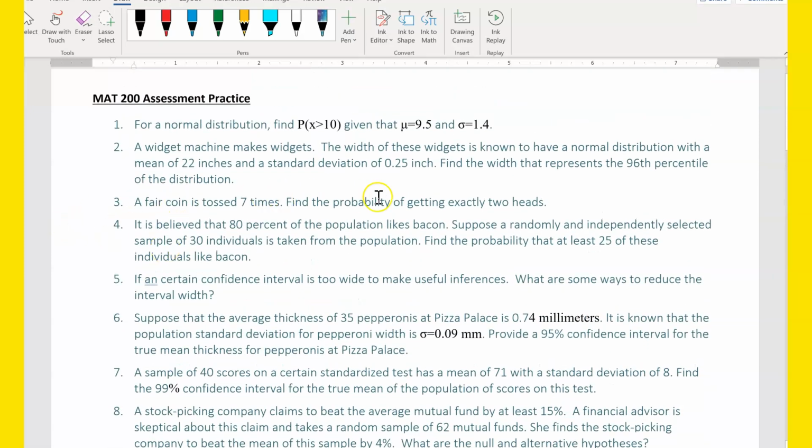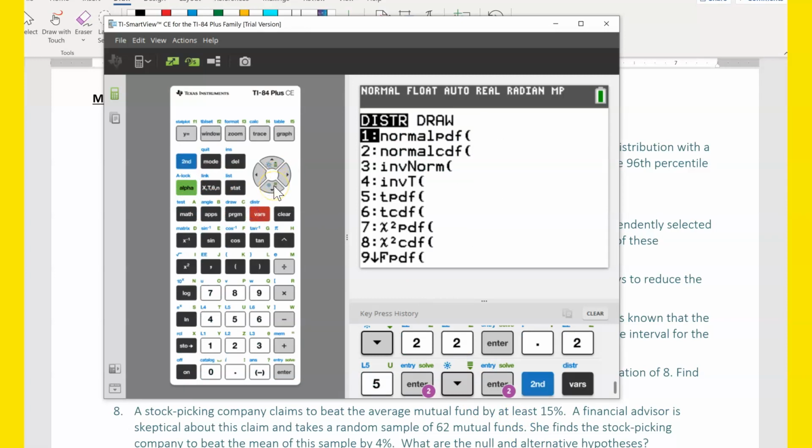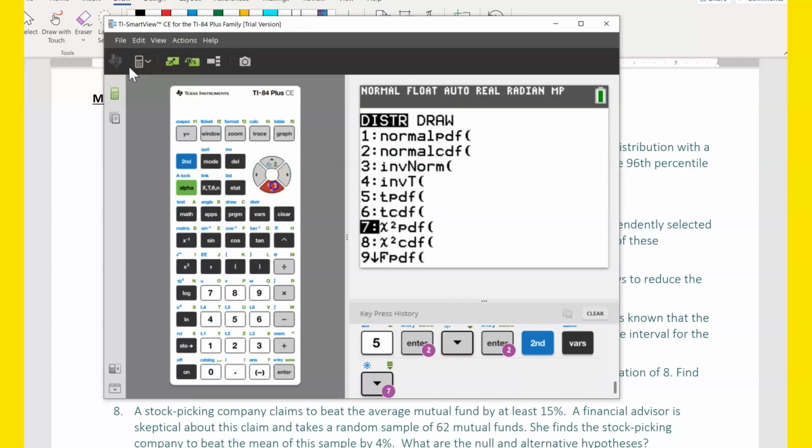All right, number three, probability. We're talking about tossing a coin 7 times and getting exactly 2 heads. This is actually a binomial distribution with 7 trials. The probability of success on each trial is 0.5. And we want to know the probability of getting 2 successes. So I'm going to go to my calculator, go to second distributions, and since I'm talking about getting exactly 2 successes, I'm going to go to binomial PDF.